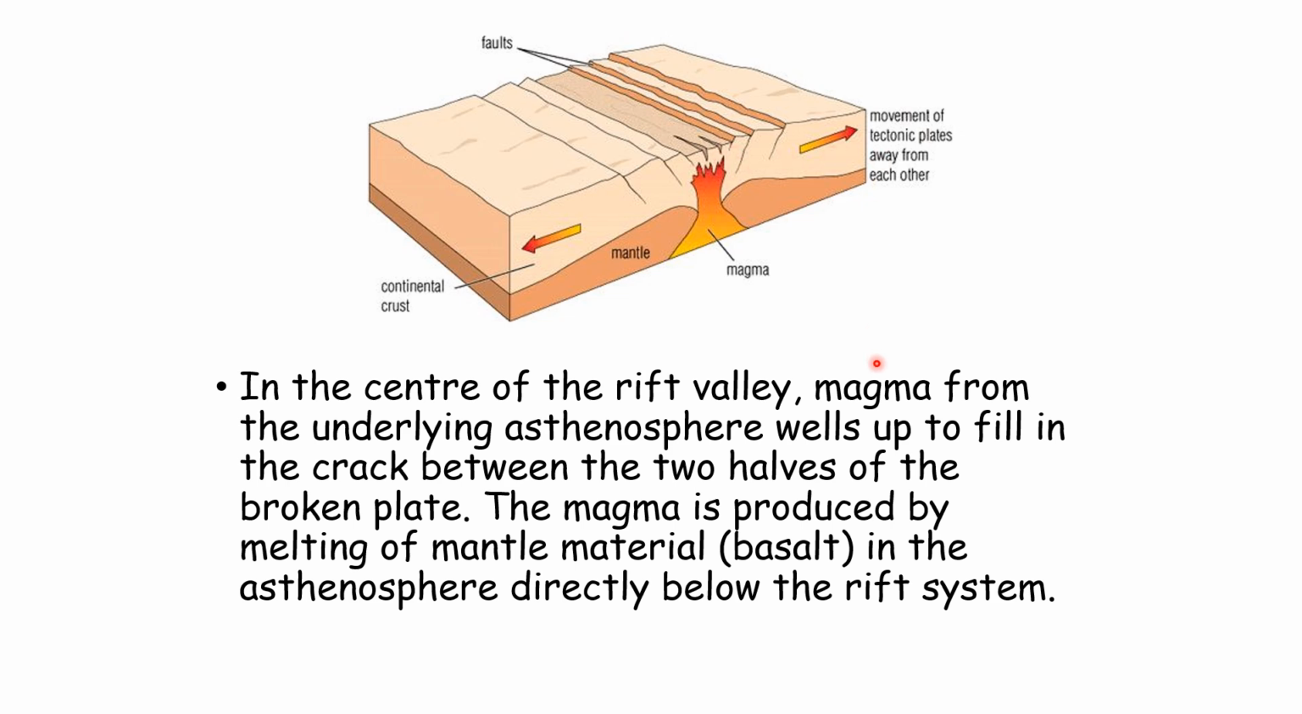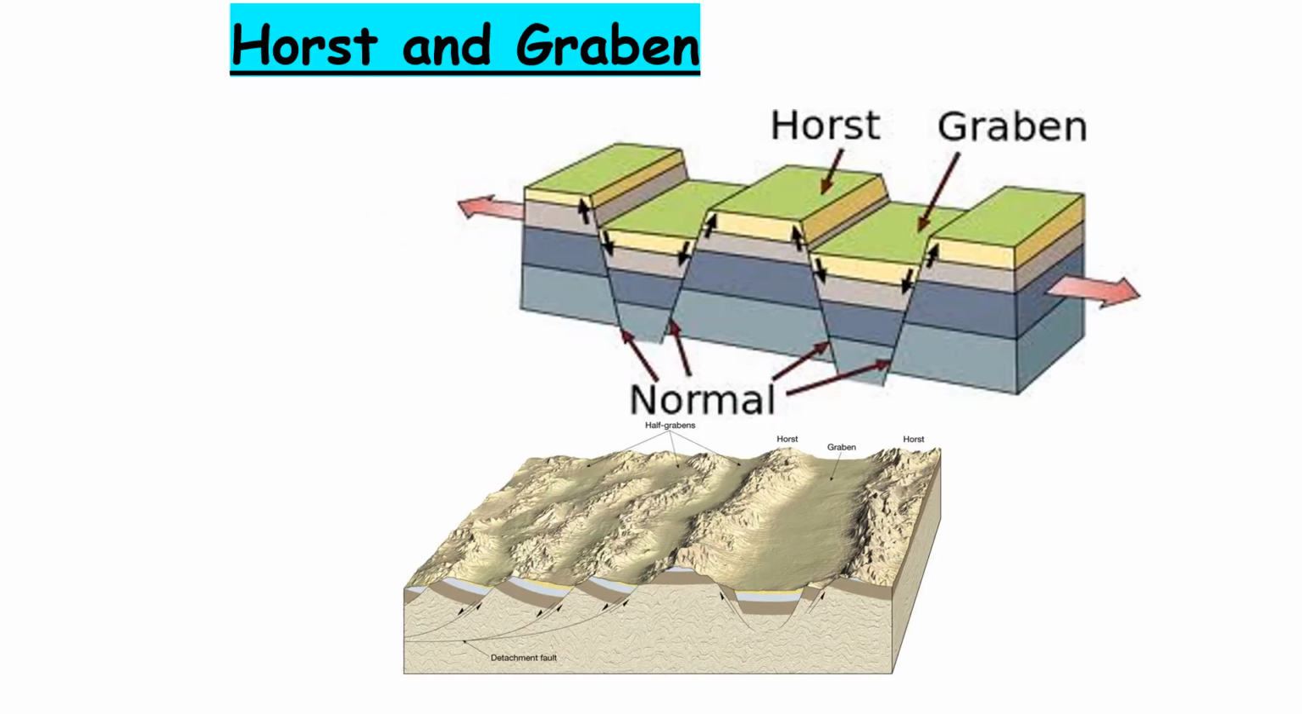Now, I don't think you need to know the specific names of the blocks, the ones that stick up and the ones that drop down, but you will see that on the next slide, just in case you were interested. So horsts and grabens, you can see the horst bits that stick up, and you can see these are sinking down. This is obviously theoretical, and this is a little bit more reality.